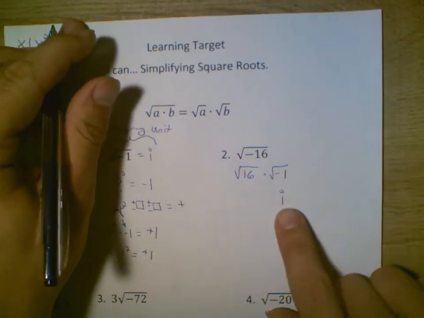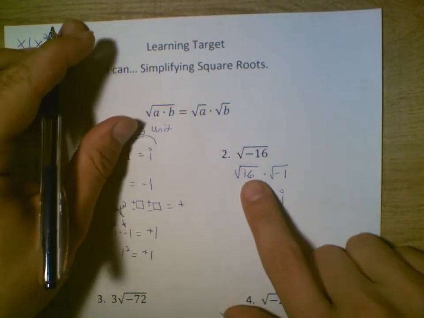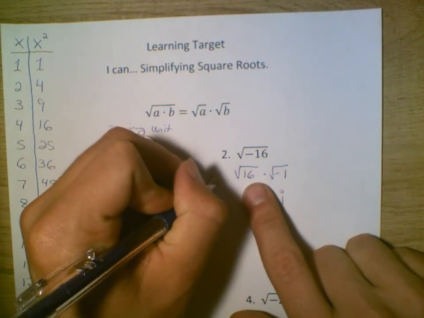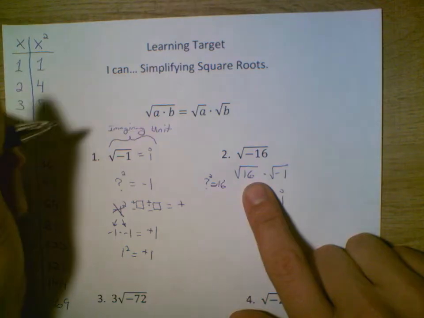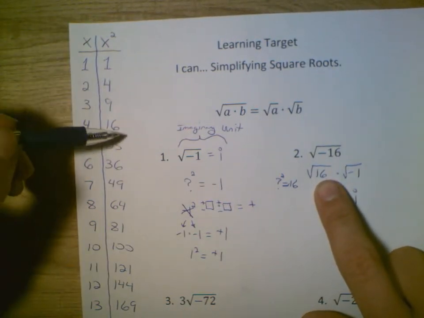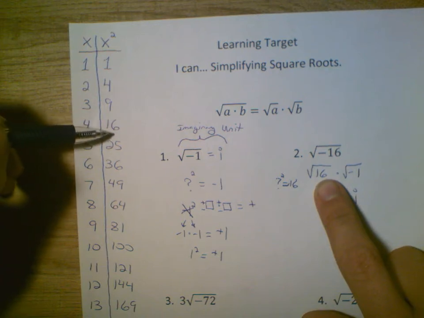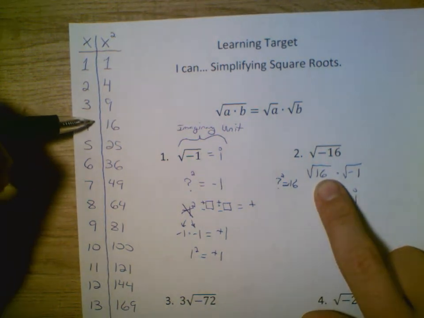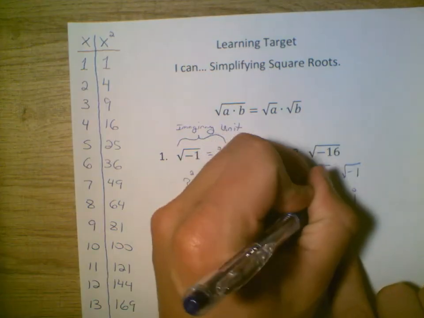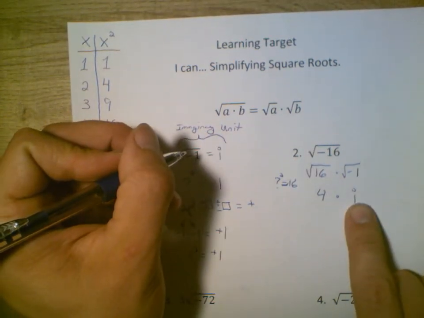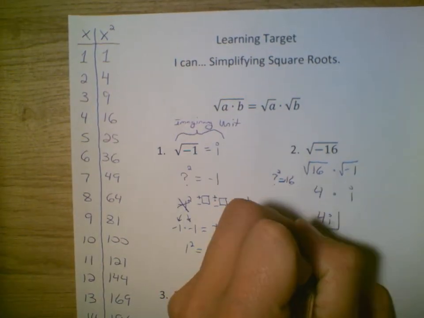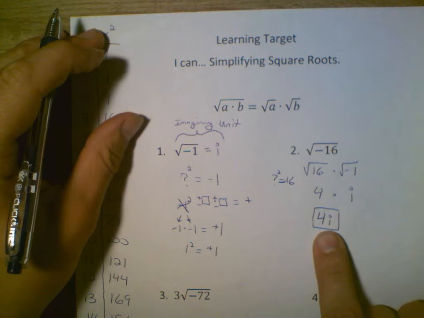And then the square root of 16 is asking me what number squared gives me 16. I can just look at my chart here: what number squared gives me 16? That would be 4. So the square root of 16 is 4. If I take 4 times i, the imaginary unit, I just get 4i as my answer. I get an imaginary number.